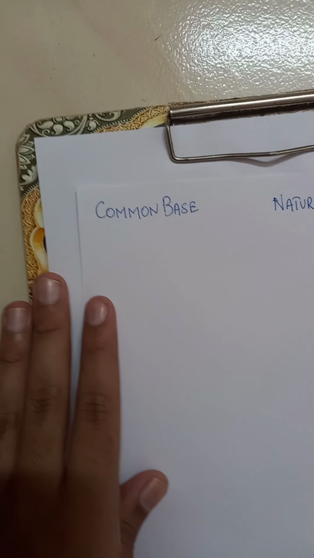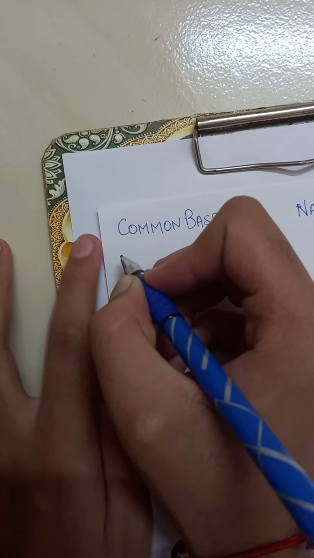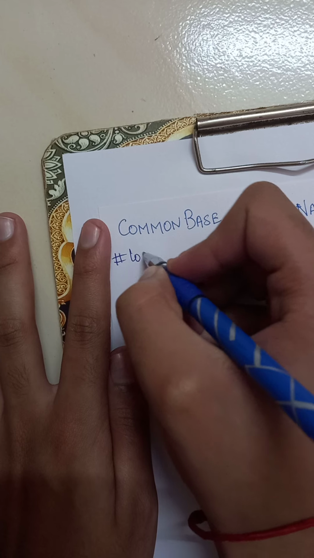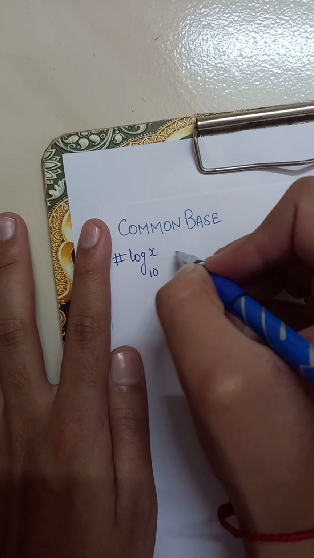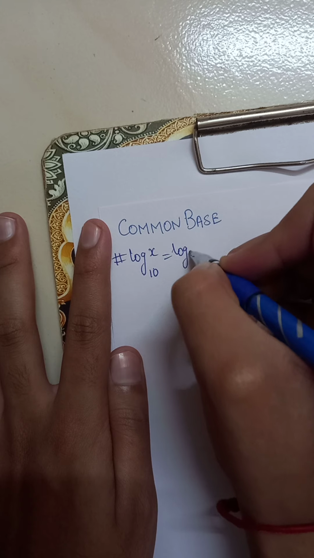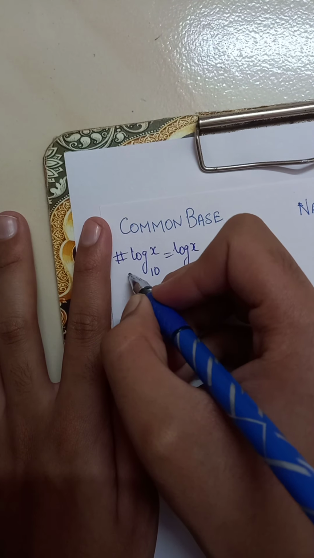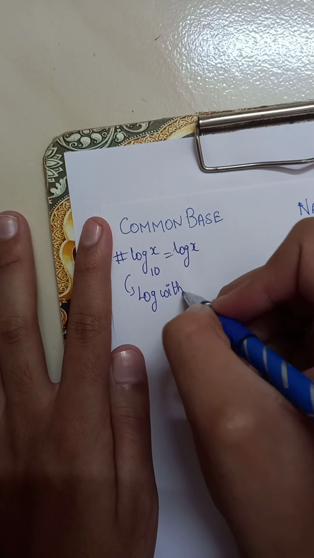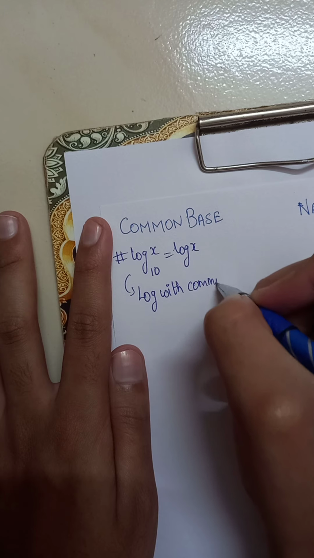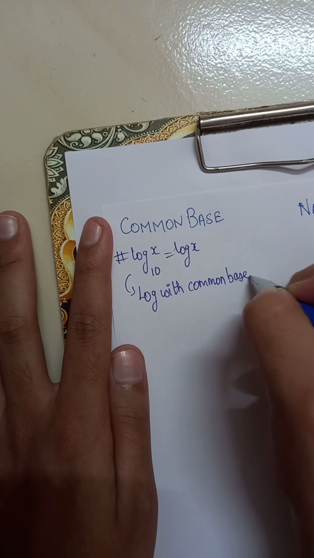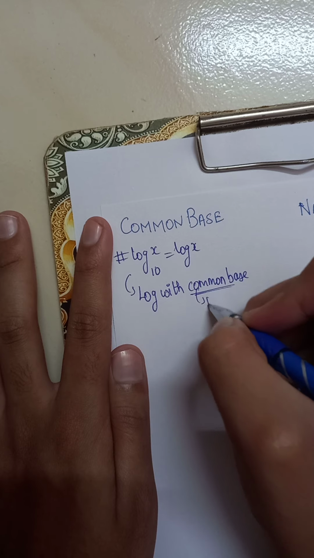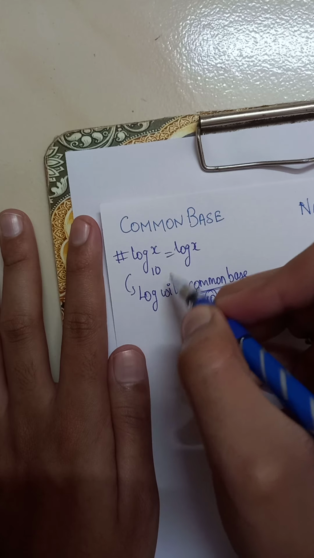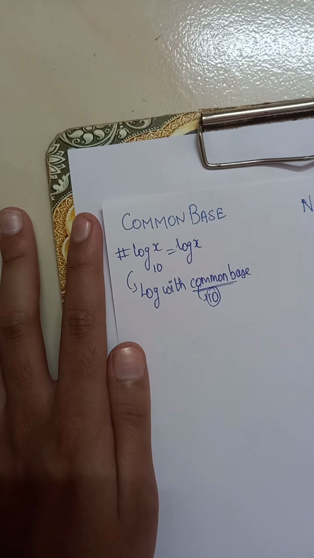So first, let me teach you what is common base. If the log is written like this, log x to the base 10, we can also write it as log x. Which means this is a log with common base. What is the common base here? 10. So usually the common base for log is 10. So log x to the base 10 can also be written as log x.